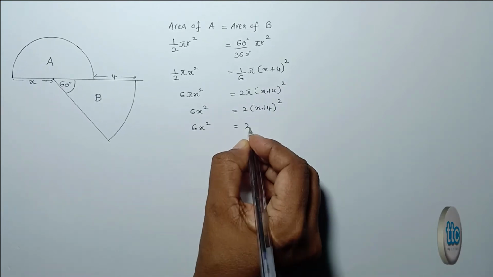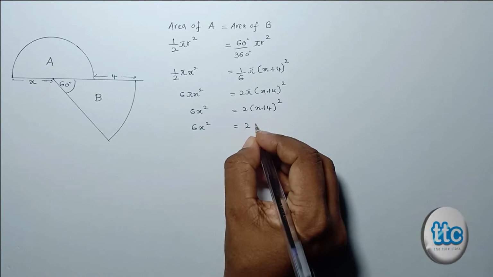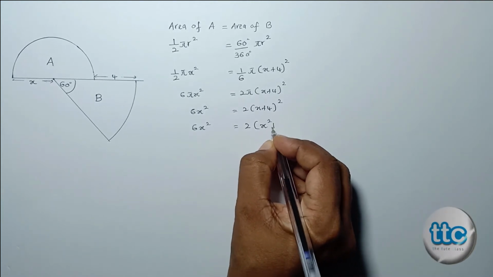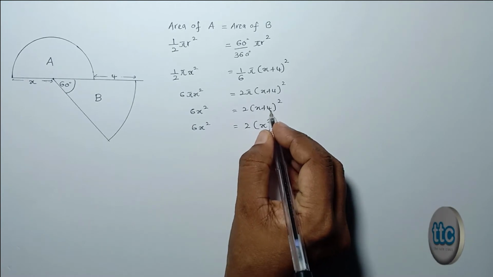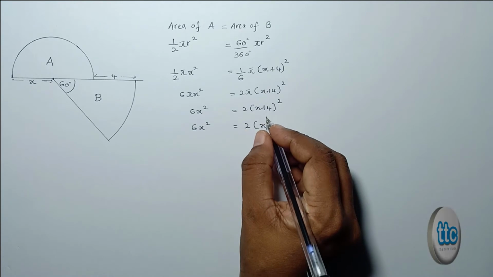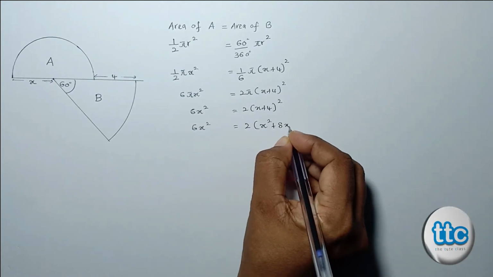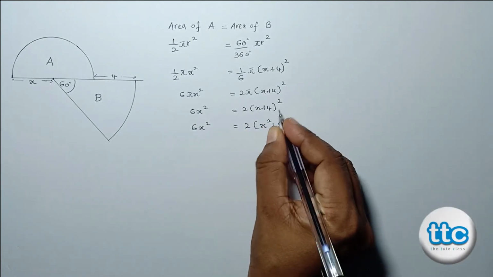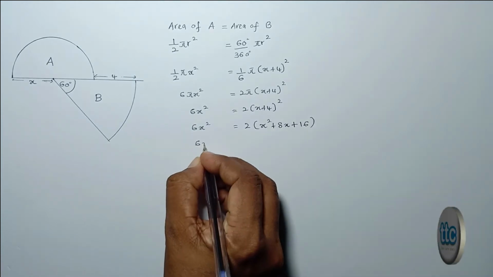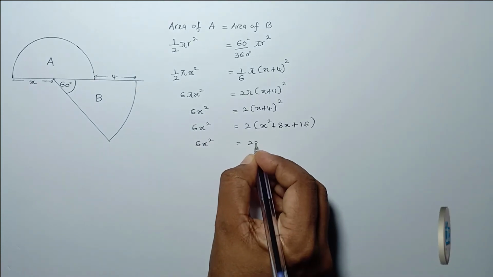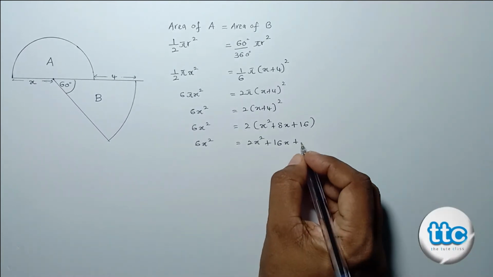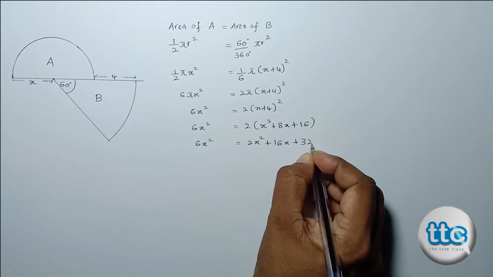How do you simplify 6x squared equals 2 times x plus 4 squared? How do you expand this? x squared plus 4 into x twice, 4 into x, 4x twice, 8x, plus 4 squared is 16. And 6x squared equals 2x squared plus 16x plus 2 into 16, 32.